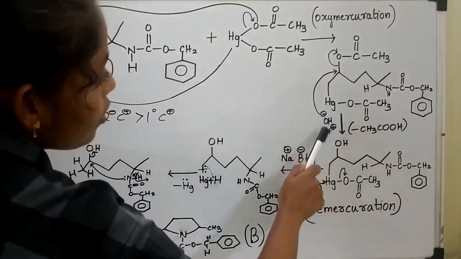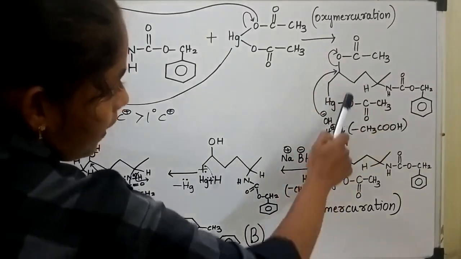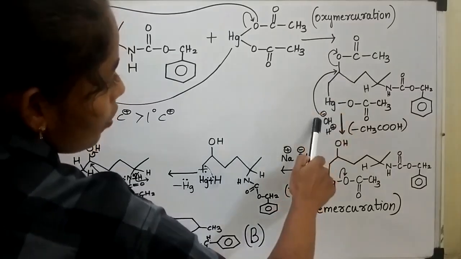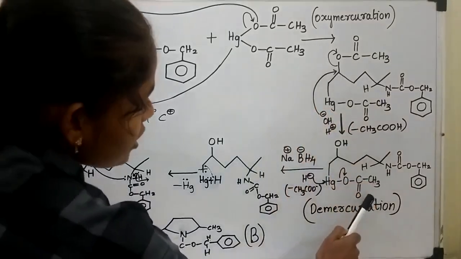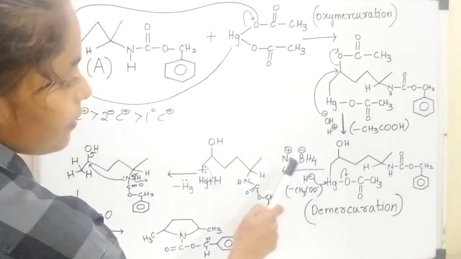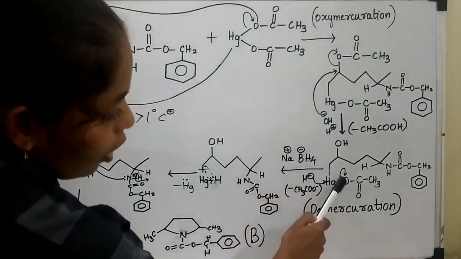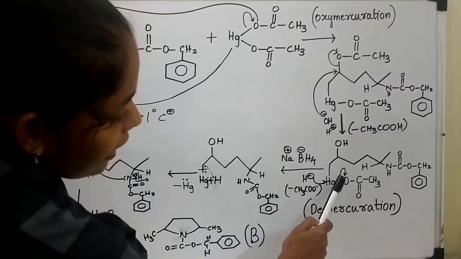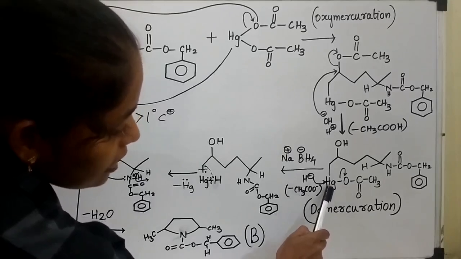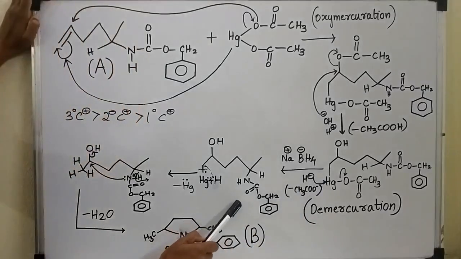Now this structure will undergo hydrolysis, where acetate is eliminated along with H+, leaving this carbon positively charged. To this positively charged carbon, OH- is attached, giving us this structure. Now this structure will undergo demercuration in the presence of NaBH4, that is sodium borohydride, where oxygen here will take the bond from mercury and will leave as acetate. As this mercury is carrying a positive charge, a hydride ion from NaBH4 will form a bond, giving us this structure.